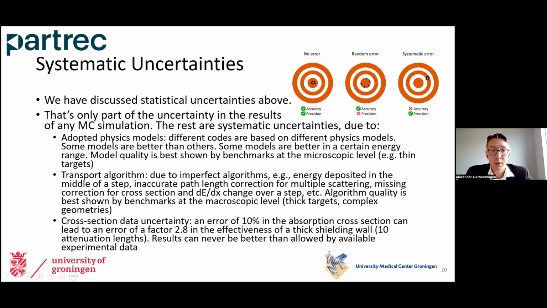And a small error in uncertainties, like 10%, can result in a very large error in shielding efficiency. So, for example, if you have a shielding wall of 10 attenuation lengths, which is not very large, just 10% of the cross-section uncertainty results in a threefold difference in effectiveness. So this, because it's basically an exponential function.